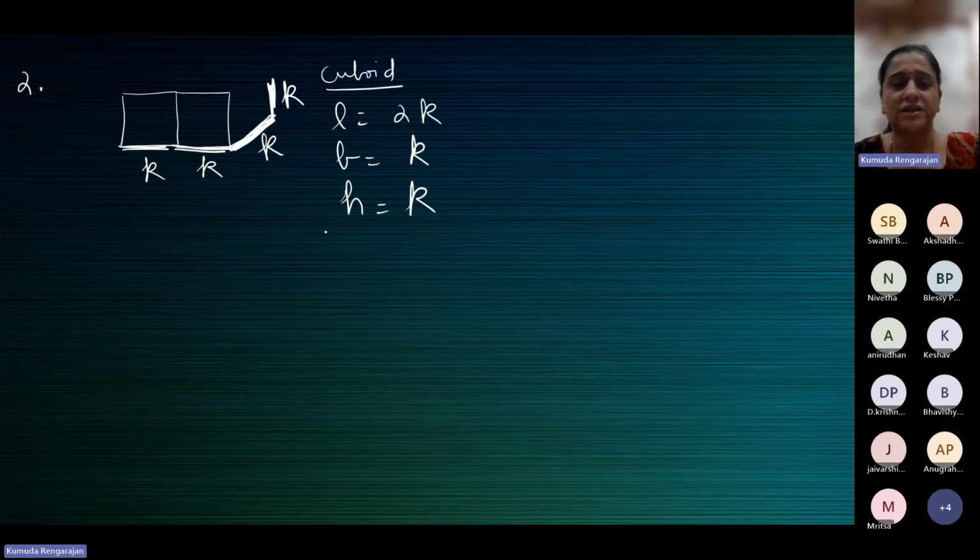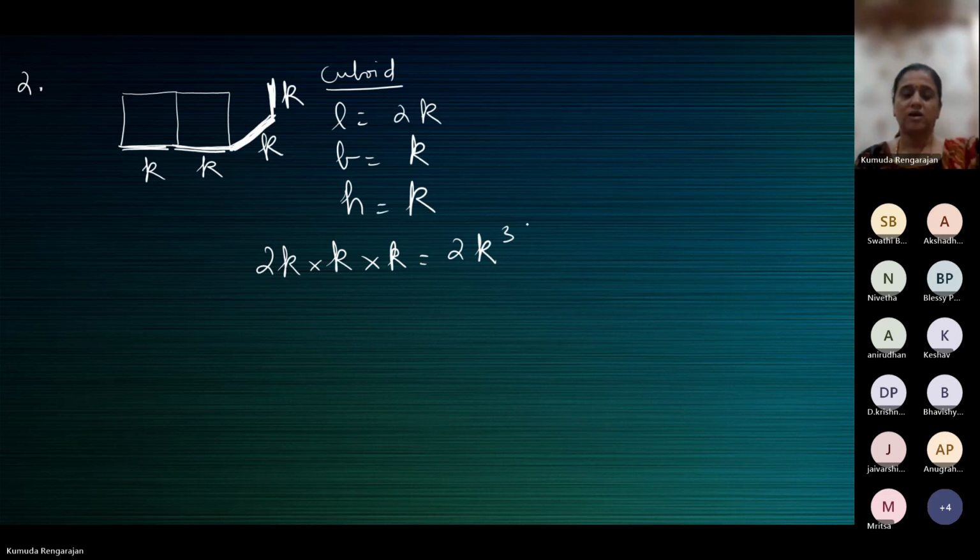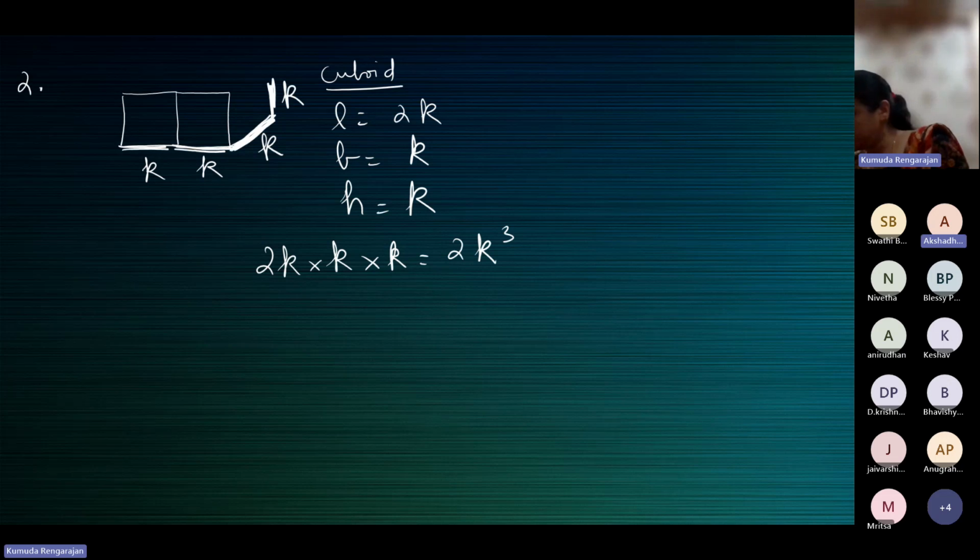So the volume of the resulting cuboid will be L into B into H. So it's 2K cubed. Am I right? Yes, ma'am. So the option is A. Option A. Very good.